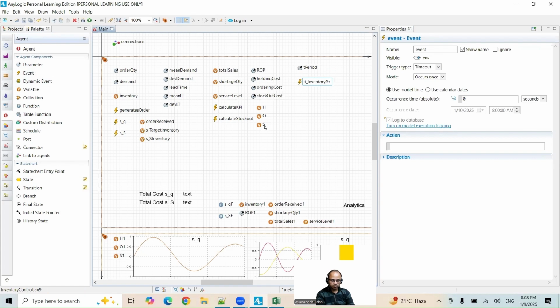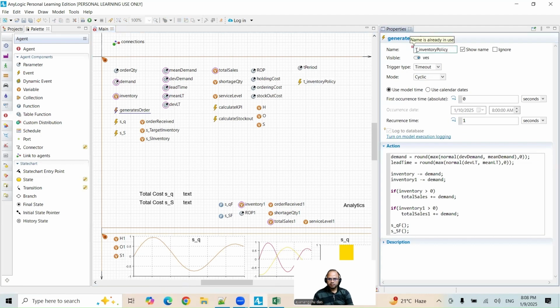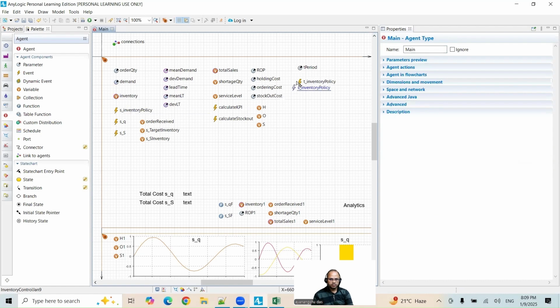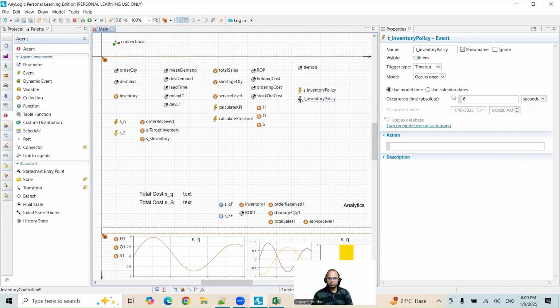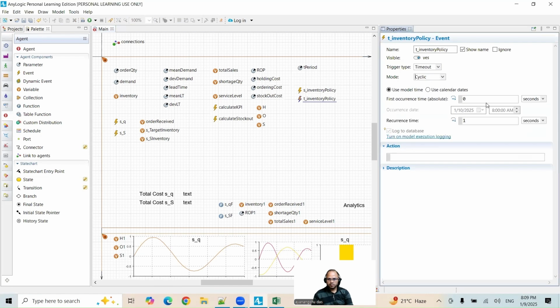And we'll have an event inventory policy, and maybe we can rename this event as S inventory policy. So S inventory and T inventory policies. This would also be a cyclic process which triggers after T periods.